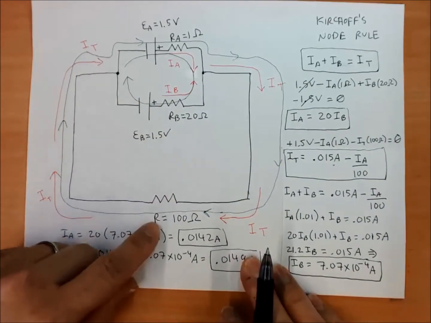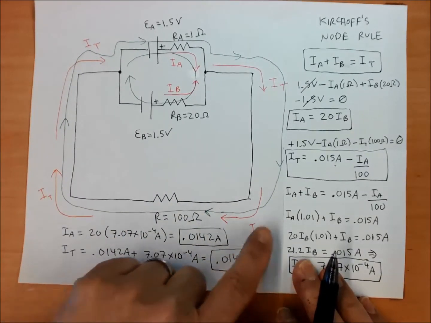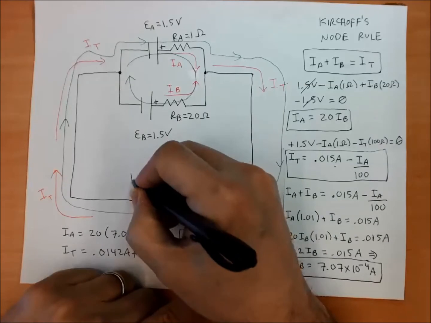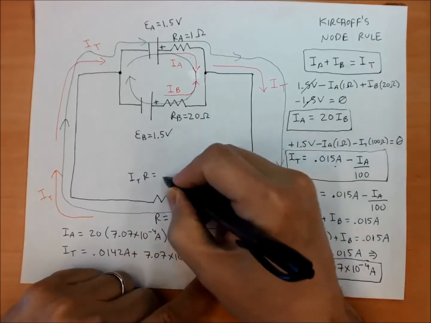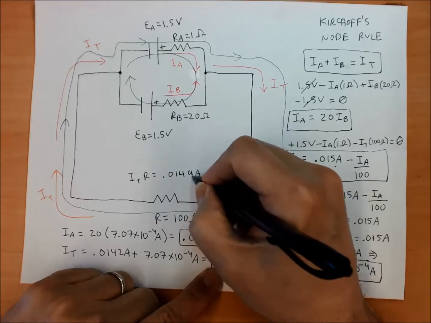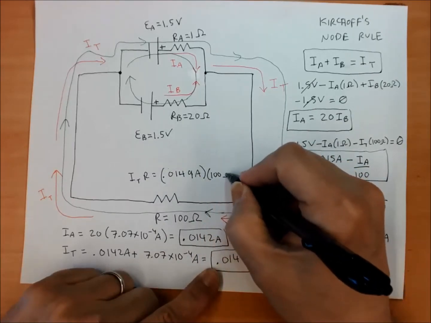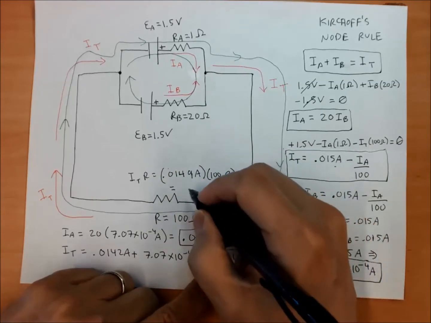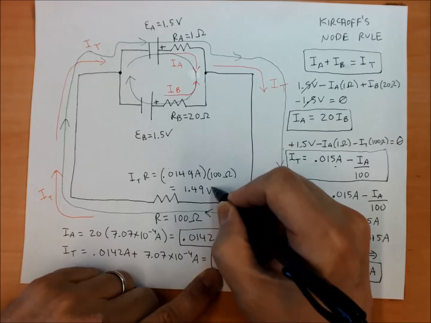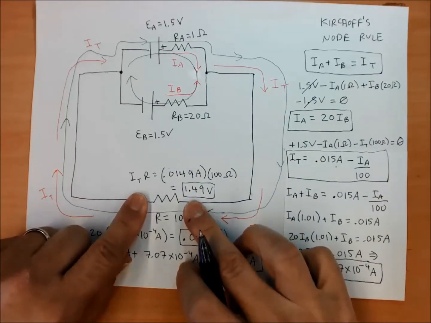So let's start down here with a 100 ohm resistor. The voltage change or voltage drop across that 100 ohm resistor is going to be equal to the current times the resistance. That current is equal to 0.0149 amps, and if I multiply that by the actual value of the resistance, which is 100 ohms, what that's going to give me is 1.49 volts. So I'll put a box around that. The voltage drop across that resistor.